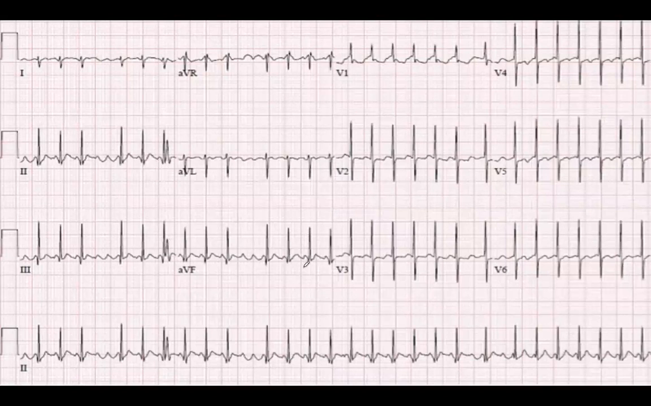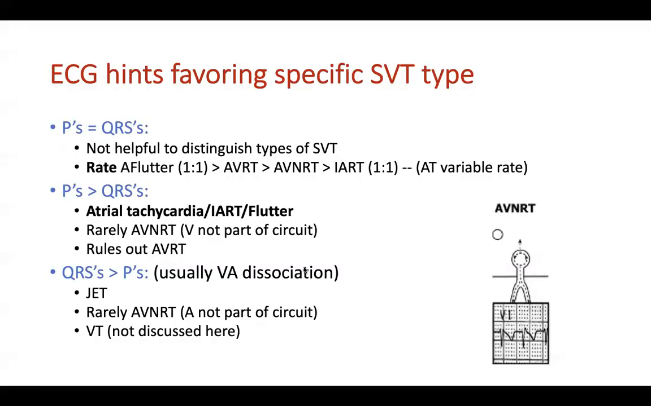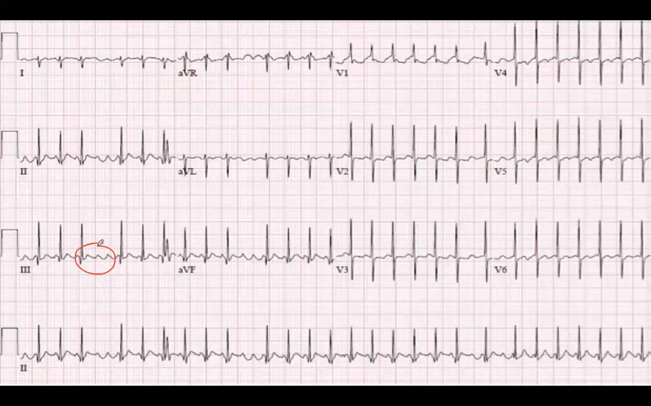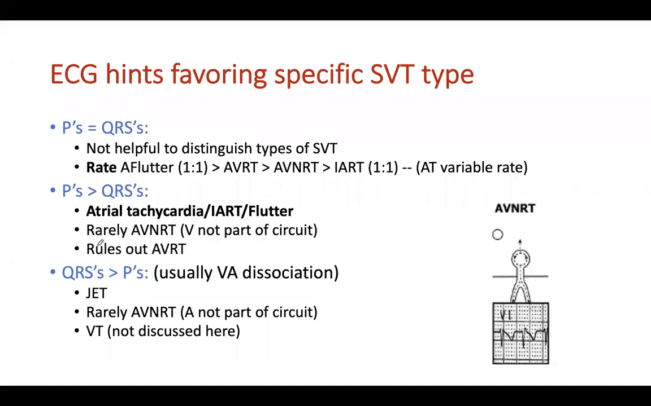What is this? This was a baby with what? Flutter. Excellent. Okay, baby with flutter. You know, flutter waves. More P's than QRSs. Narrow complex tachycardia. When you have more P's than QRSs, it's atrial tachycardia or flutter. If it's very regular and sawtooth in appearance, that's flutter. If it's irregular and not sawtooth in appearance, it might be more atrial tachycardia.